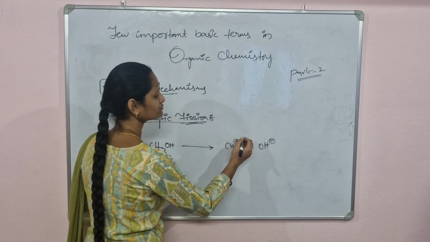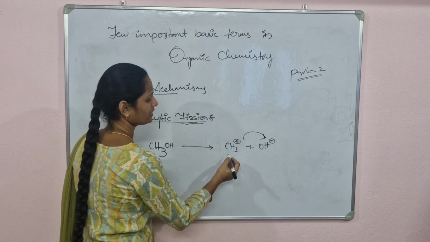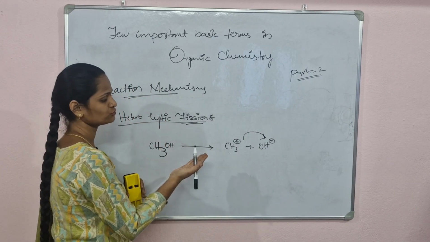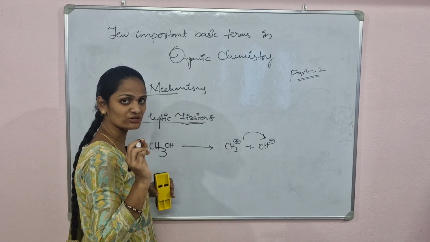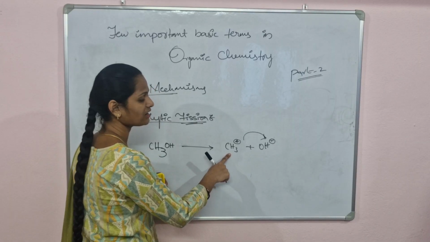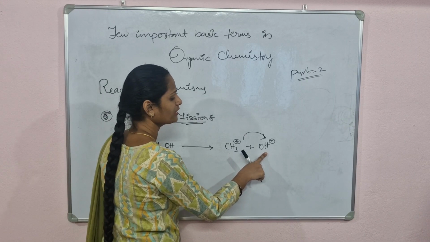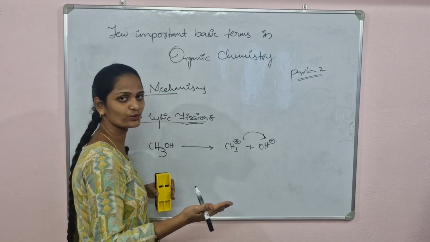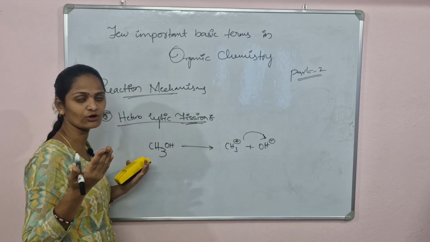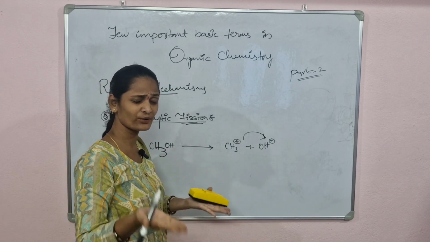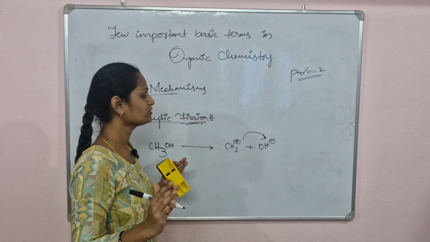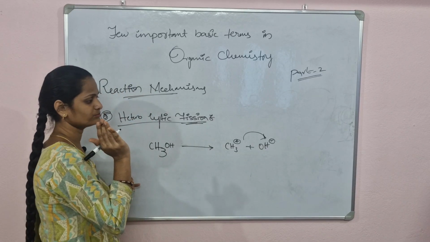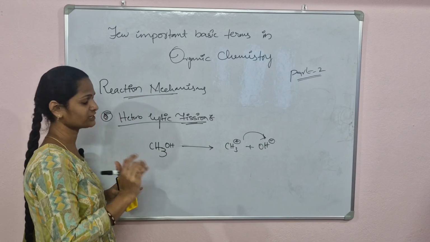Here, the electrons are transferred towards OH. Due to the presence of more electronegativity, it attracts the electrons towards this side, and the other cannot retain its electrons. So here the fission or bond breaking or cleavage is not even. So this type of bond breaking is known as heterolytic fission.